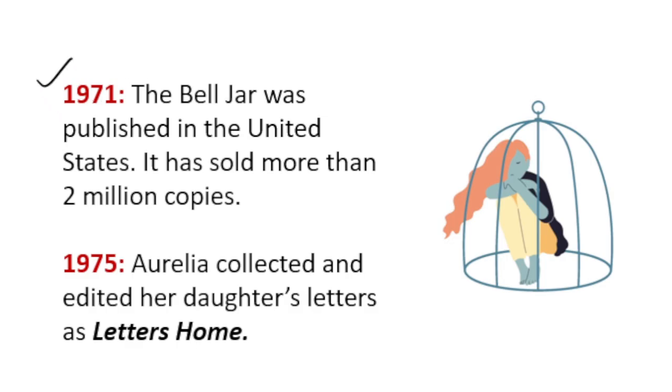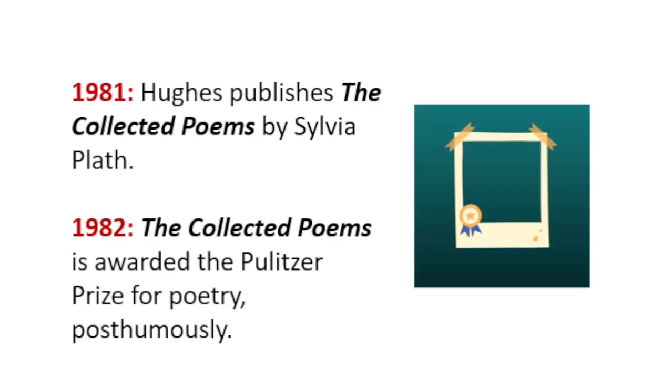1971, The Bell Jar was published in the United States. It sold more than 2 million copies. 1975, Aurelia, who is Aurelia? Plath's mother, collected and edited her daughter's letters and published them as Letters Home. Hughes published the Collected Poems by Sylvia Plath, 1981 and 1982. The Collected Poems is awarded the Pulitzer Prize for Poetry posthumously, obviously. She was dead already. Sylvia Plath.